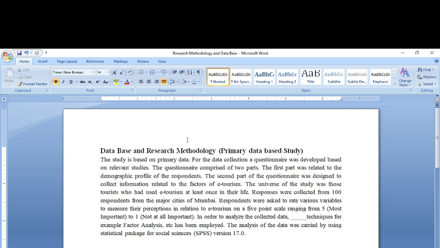E-tourism means when you book your tickets online or you use the internet for making bookings to visit places, etc. That is e-tourism. So the second part of the questionnaire was designed to collect information on the factors relating to e-tourism, and the universe of the study were those tourists who have used e-tourism at least once in their life. The responses were collected from 100 respondents from the major cities of Mumbai, and the respondents were asked to rate the variables to measure their perception in relation to e-tourism on a 5-point scale, that is 5 for most important and 1 for not at all important.